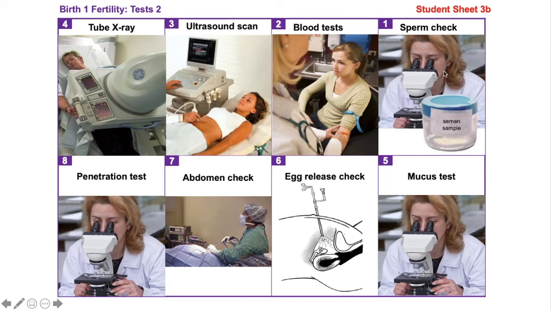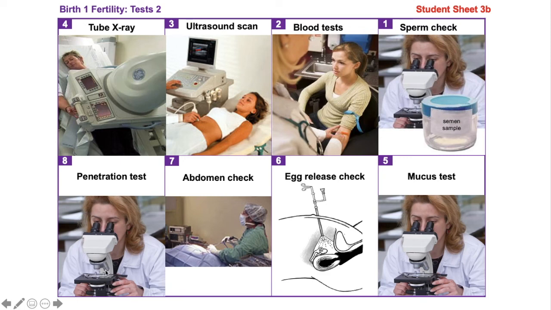This is the first one for Jack. This is a sperm check. So he'll have to give some of his sperm and they'll have to look at it under the microscope, look at all the different types of sperm. Are they the right shape, size? Are they moving in the right direction? Are they capable of functioning properly? How many are there?